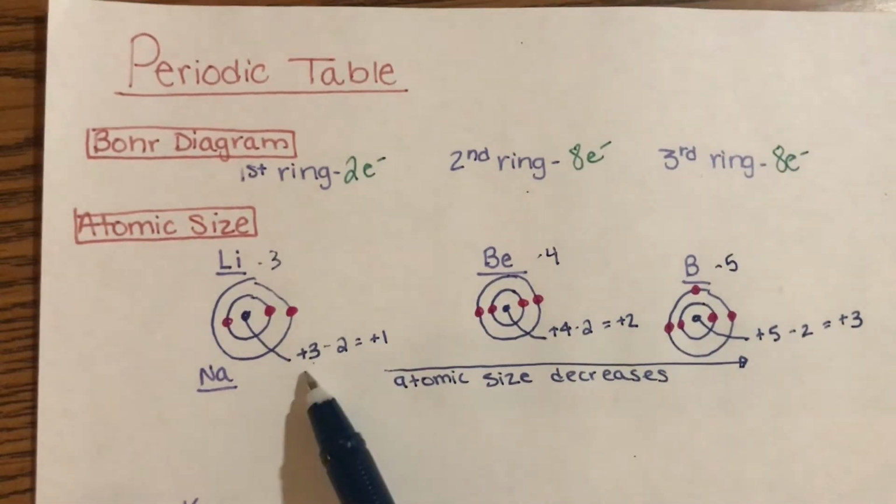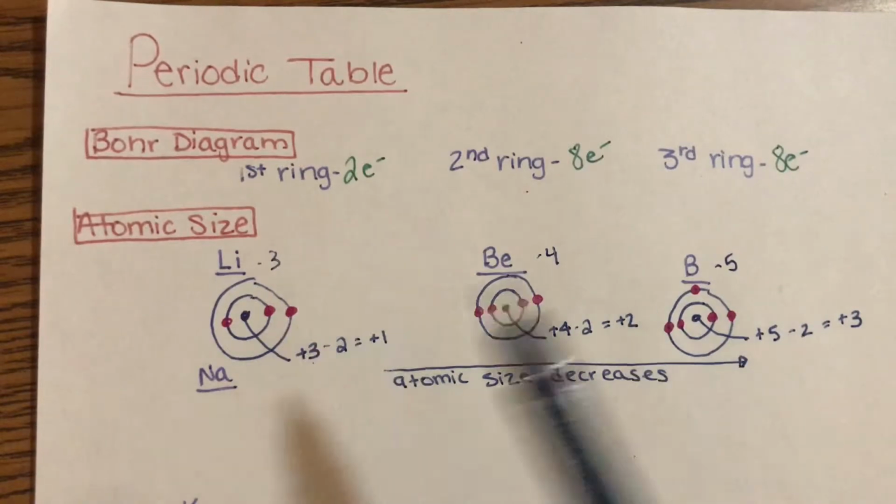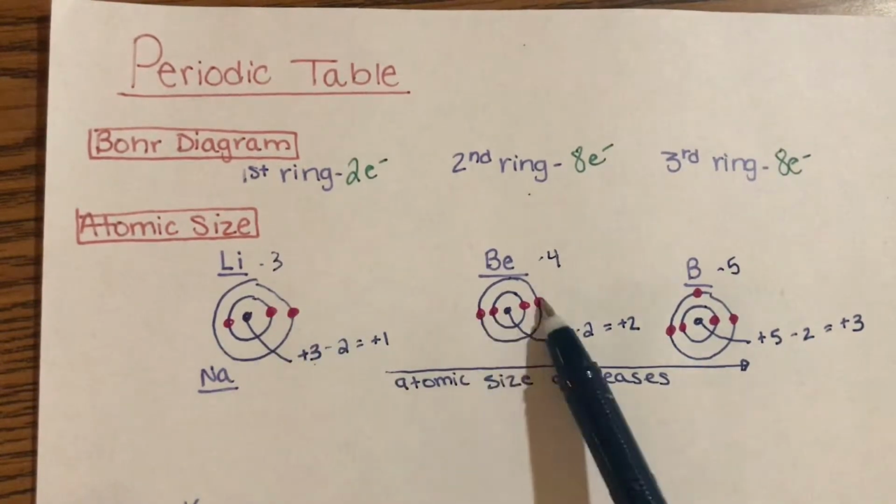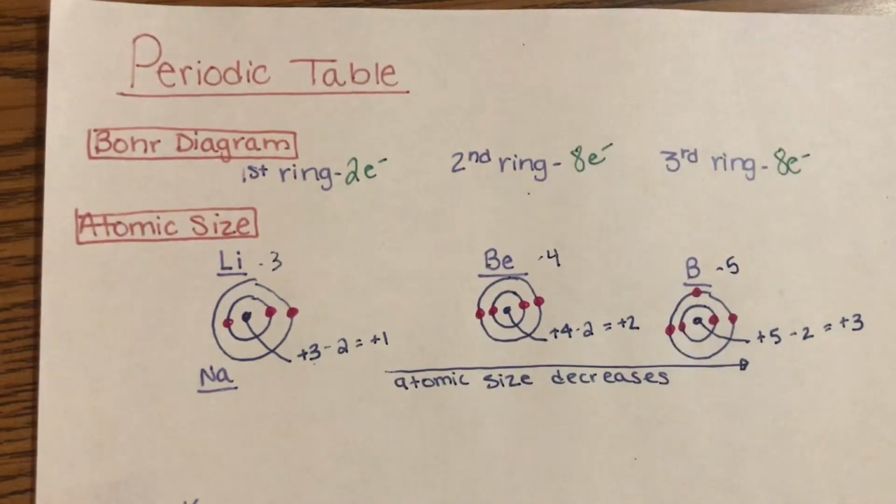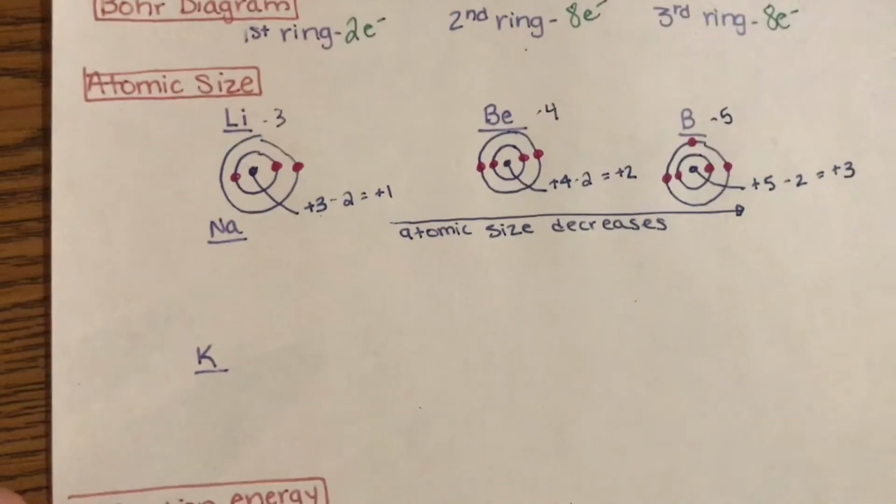Now, we didn't actually have to go through this math. We could have just looked at how many electrons are in the outer ring. So here we only have 1 in the outer ring, so we only have 1 valence electron. Here we have 2, here we have 3. So that's another way that we could have figured out how much charge they're feeling. So that was the harder of the 2 trends. The next one is as you move down the periodic table.